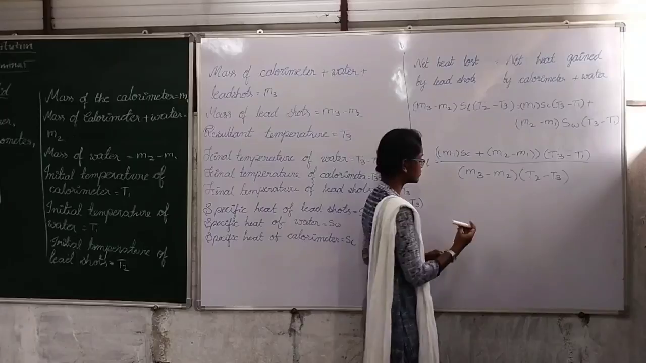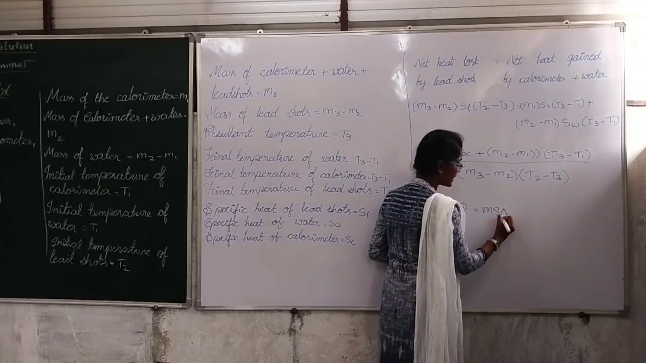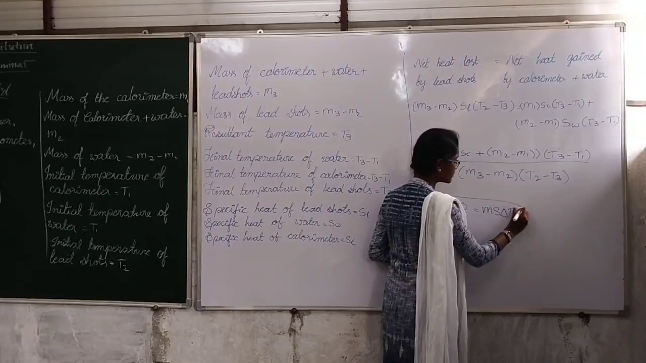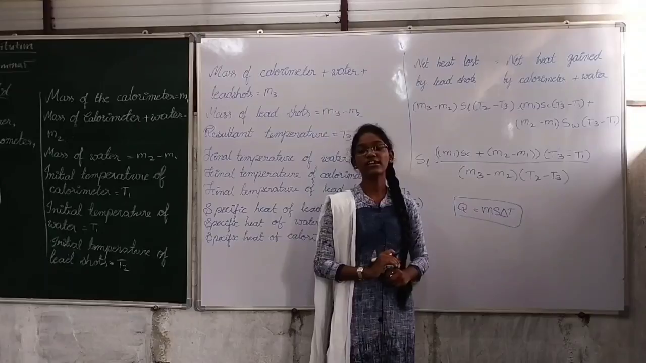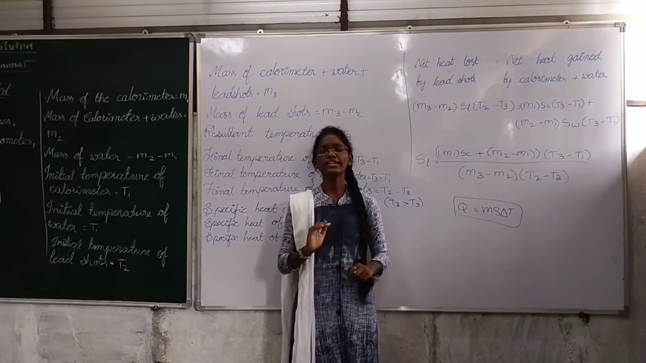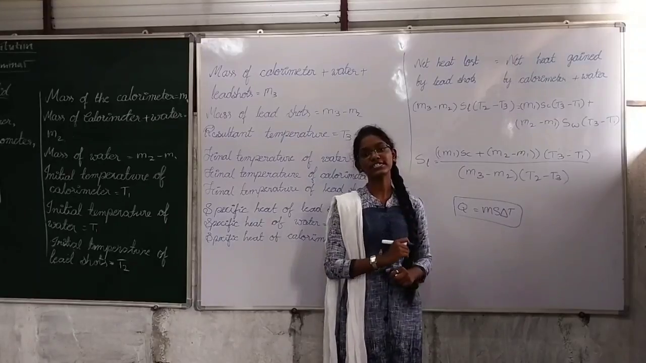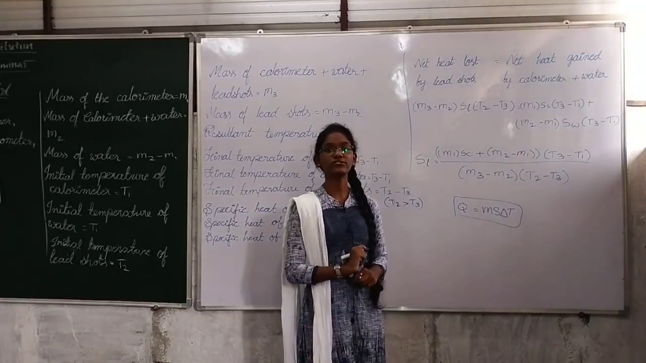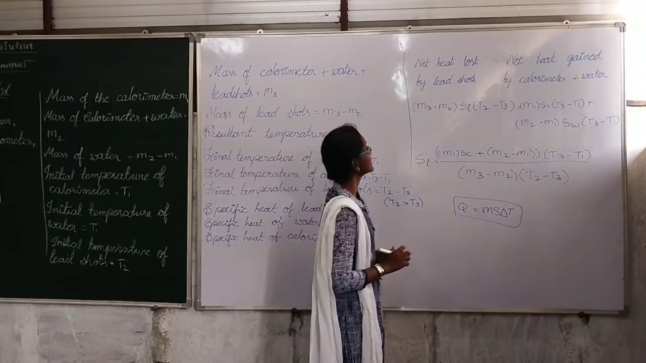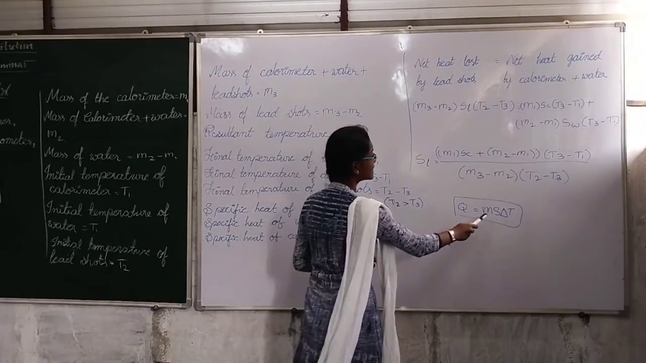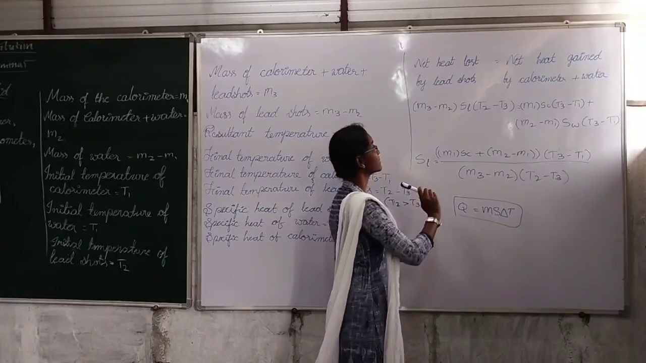Here we are going to use the formula Q equals M S delta T. We use this formula for finding how much energy a body has lost and how much energy a body has gained, right? So now, using this formula, we are going to write the values for the lead shots, water and calorimeter. Here M means mass, S means specific heat, and delta T means change in temperature.